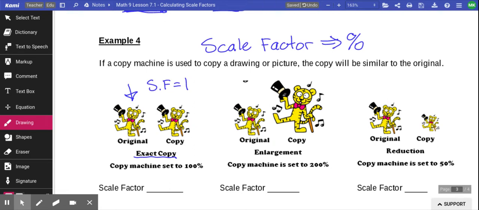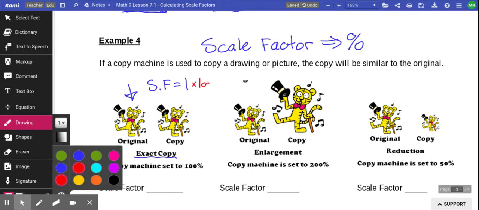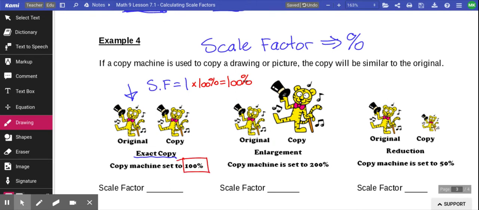To turn that into a percent, they then just times that by 100, and that tells them the percentage that they need to print at. In this case, 100%. This tells us that a scale factor of 1 equals 100% when I'm talking about things as percentages.